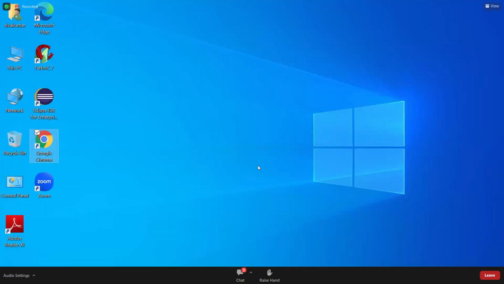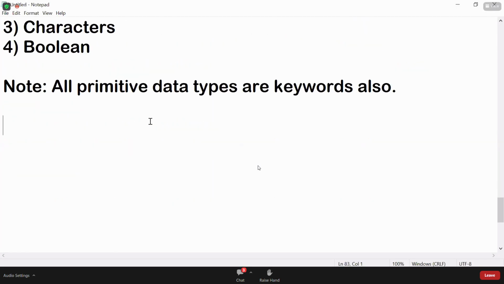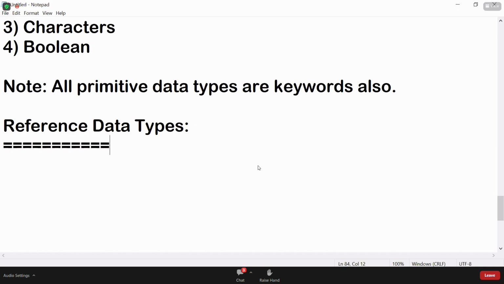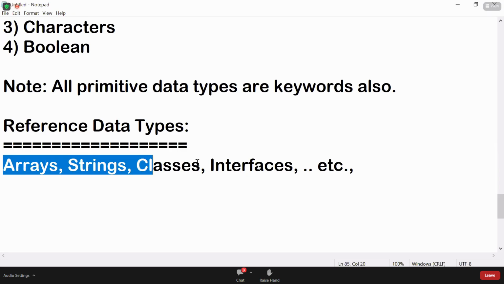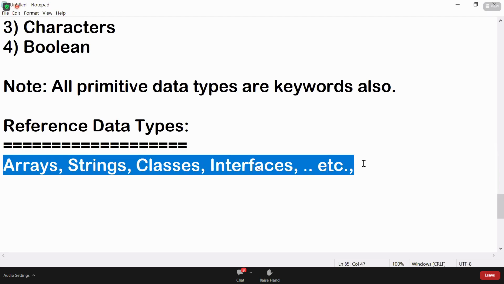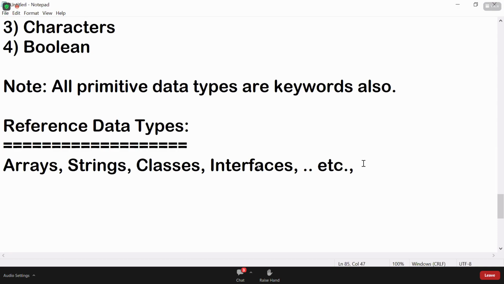This is primitive data types. Next, write reference data types: arrays, strings, classes, interfaces, etc. These are separate topics. We'll study them later.